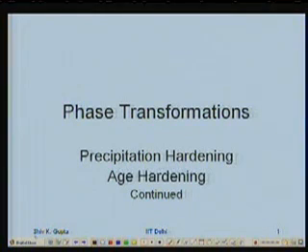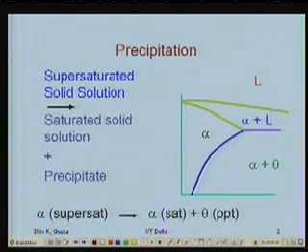Precipitation hardening, which is also referred to as age hardening, and we'll just quickly go over what we did yesterday. The process of precipitation is a reaction where we have a supersaturated solid solution at a given temperature, and with time it goes to a saturated solid solution and the second phase precipitates out.